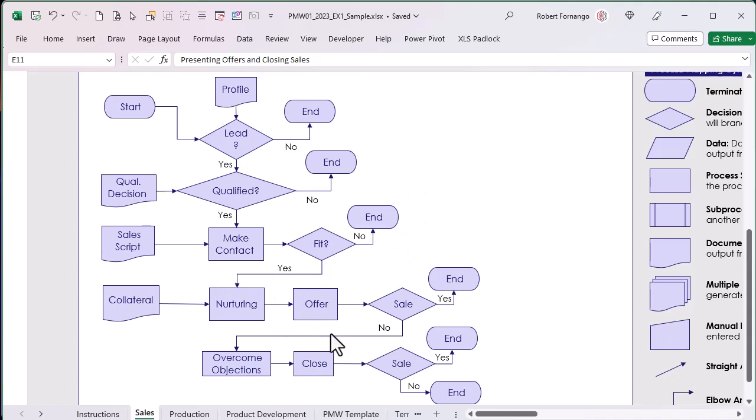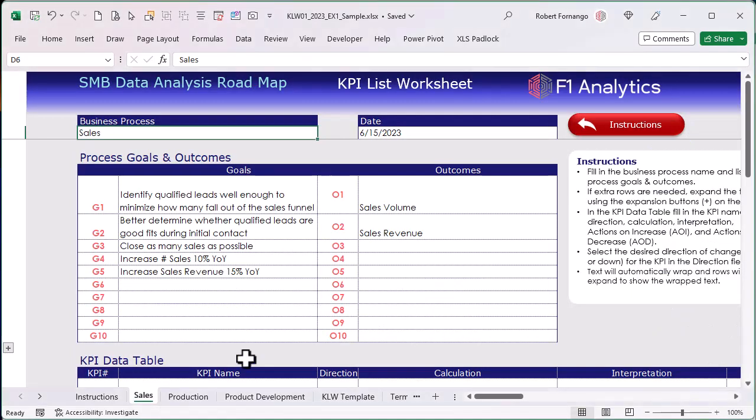We're going to make sure that they understand it's not going to be a good fit for them, and we're not going to waste their time or our time or anybody's money. So what we want to do is we want to make sure that we are able to determine if those qualified leads are a good fit or not as accurately as possible. Obviously, we want to close as many sales as possible as another goal. And then I included a few specific goals here, which are to increase the number of sales by 10% year over year, as well as increasing sales revenue 15% year over year.